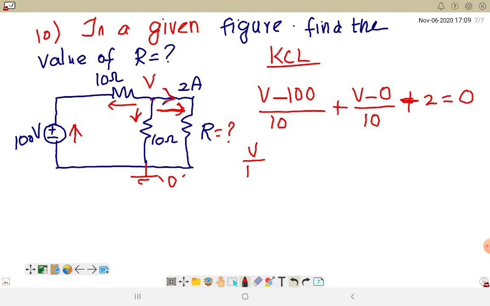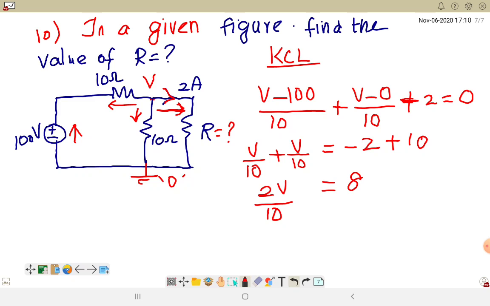Next V by 10 plus V by 10, and you have to separate the constants. Minus 2, 100 by 10, that is minus 10. So if it goes to the other side, that is plus 10. So what is the net value? 2V by 10, that is equal to 8. So you have to multiply by 4. So V is equal to 40.